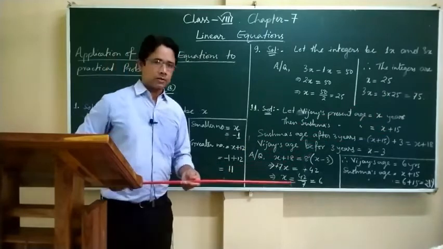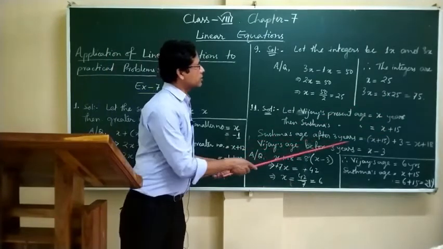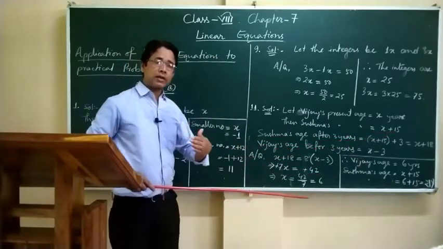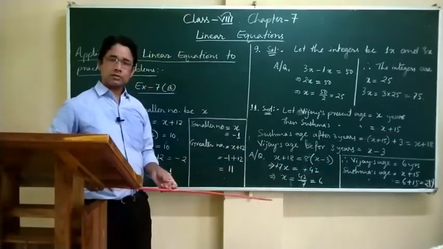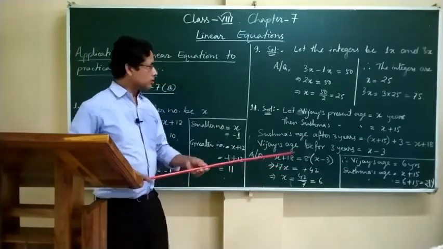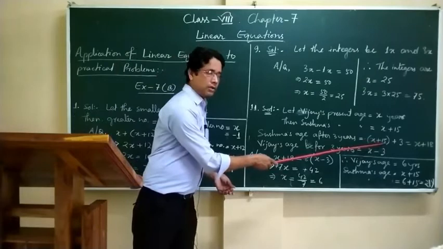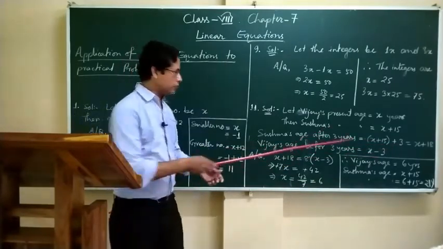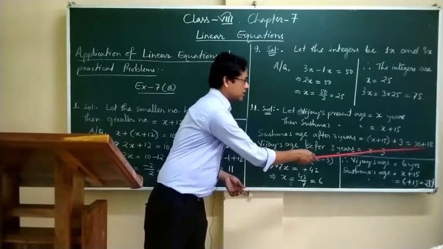Then the other part, Sushma's age after 3 years. So if it is x plus 15 right now, what will be her age after 3 years? That means 3 more years will be added to her age. So it becomes x plus 15, then again plus 3, because it is after 3 years. And if you solve this, you will get x plus 18.